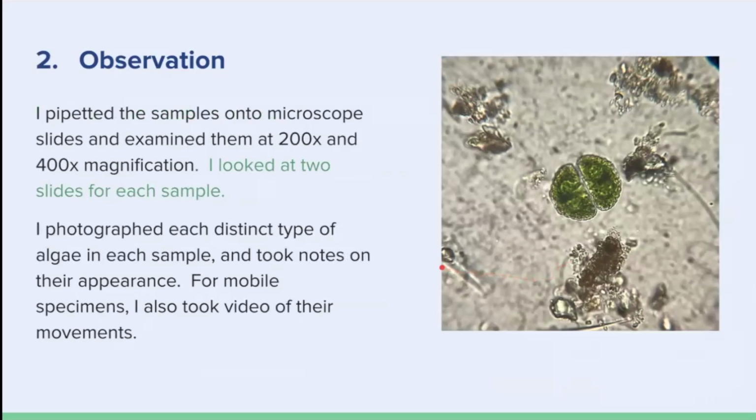So I looked at two slides for each sample, just to make sure I'm seeing everything. And generally, algae are small, so I was looking at them at 200 times or 400 times magnification. And for recording what I saw, I photographed each type of algae, if it looked visually distinct. I would take a picture of it and I would take notes on it. And then for mobile specimens, I also took video of their movements.